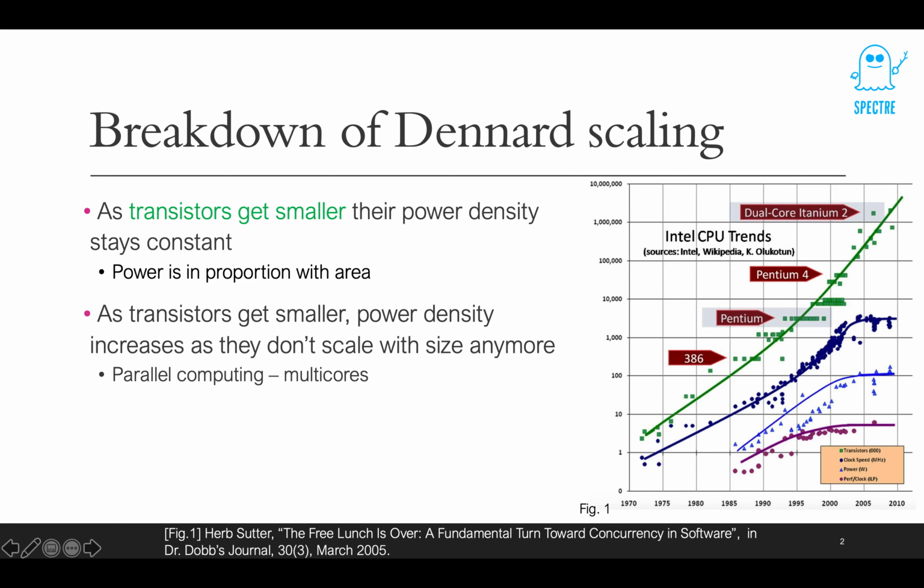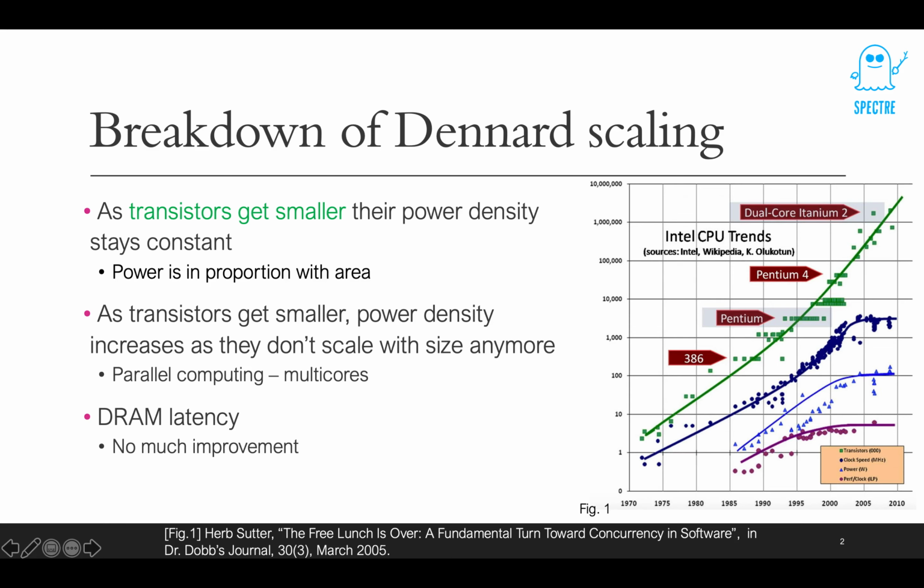However, this won't work anymore as the node size has almost reached the limits of physics. There are other issues like leakage currents and heat. Hence, Dennard's law broke. If you see the graph, the clock speed ceased to increase after a point. To overcome this problem, multi-core processors were introduced.